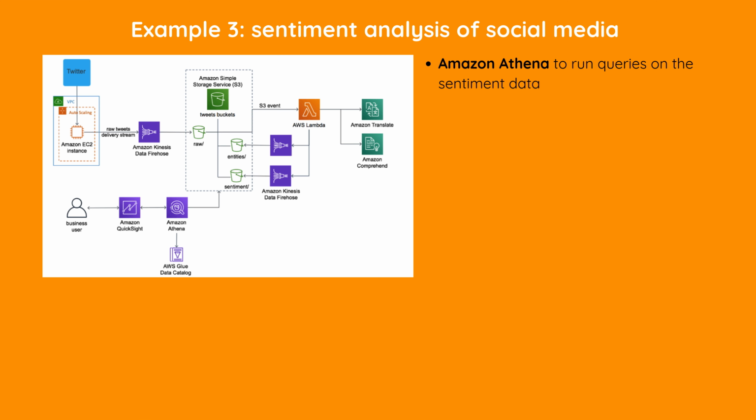From there, you can use Amazon Athena to run queries on the sentiment data, and QuickSight to create visual dashboards that show trends over time, like how sentiment is shifting as your toy gains popularity. This is powerful because it gives you real-time feedback on your products, helping your marketing and product teams react quickly to customer sentiment.